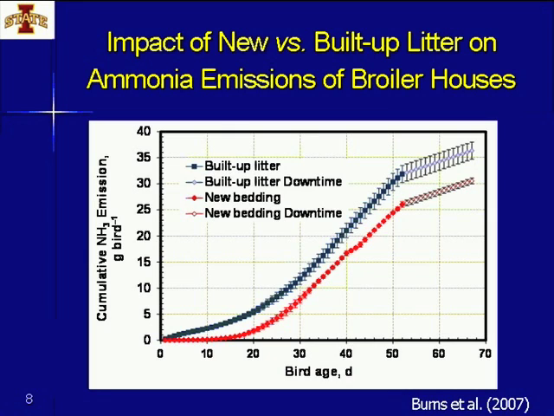And as indicated, regarding the impact of new bedding versus built-up litter on ammonia, you can see the new bedding would lead to reduced ammonia emission. This is throughout the flock of broilers. Our recent research indicates that. The vertical axis is the cumulative ammonia emission per bird, and depending on the market age of the birds, there is anywhere between 20 to 30% reduction in total ammonia emission from the barn with different bedding.